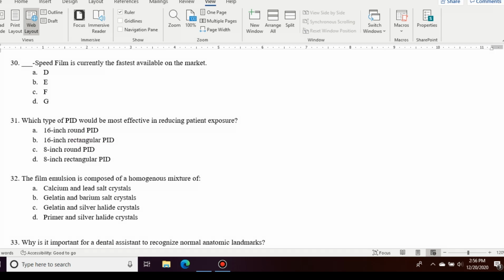32. The film emulsion is composed of a homogeneous mixture of A, calcium and lead salt crystals, B, gelatin and barium salt crystals, C, gelatin and silver halide crystals, or D, primer and silver halide crystals. Correct answer is C, gelatin and silver halide crystals.